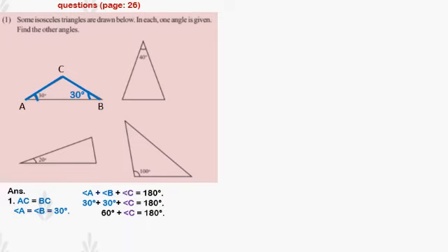Now let us solve this equation. For that, place angle C on the left hand side and move 60 degree to the right hand side. So we get angle C equal to 180 degree minus 60 degree, that is angle C equal to 120 degree. Now we get all angles of this triangle, that is angle A equal to 30 degree, angle B equal to 30 degree and angle C equal to 120 degree.